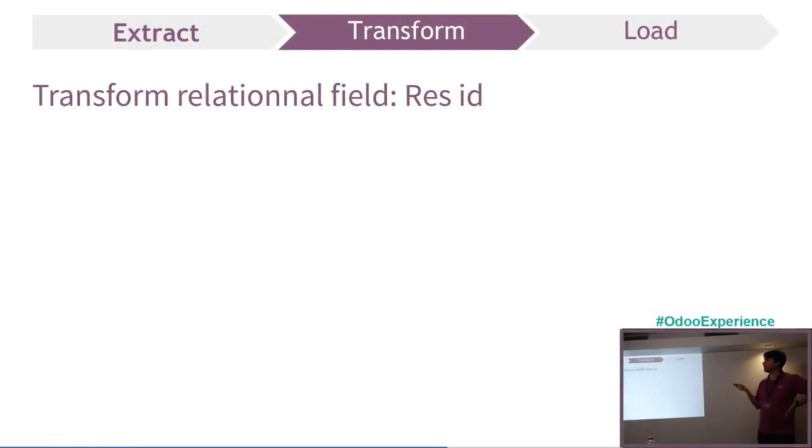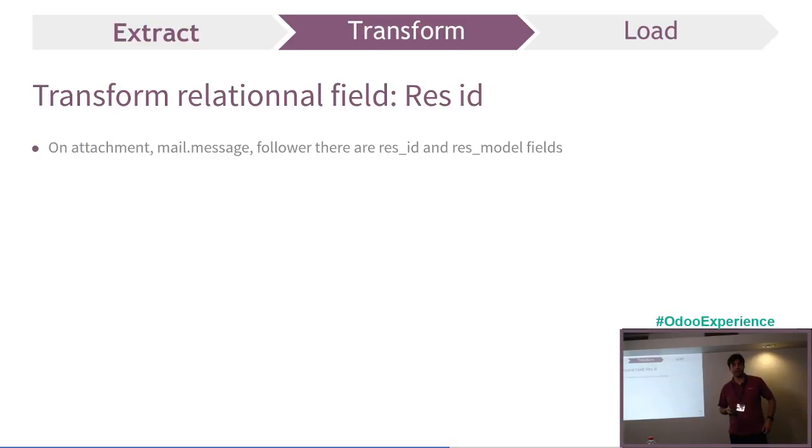OK, this one, it's a nightmare. You have probably faced it in your life. If you want to import attachments, mail messages, followers, there is even more. They are linked to other data. But since it's not data from a specific model, it's not a many-to-one. There are actually two fields, REST model and REST ID. One is an int, another one is a char. The int, if you put an XML ID in it, it won't be transformed into a database ID. It will just raise an error. So basically, for those, you are screwed.